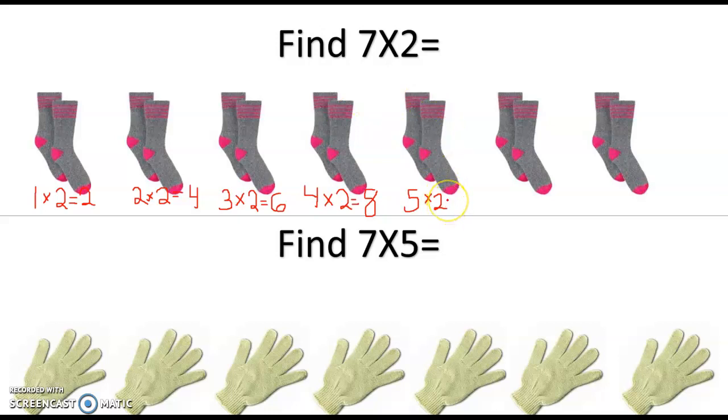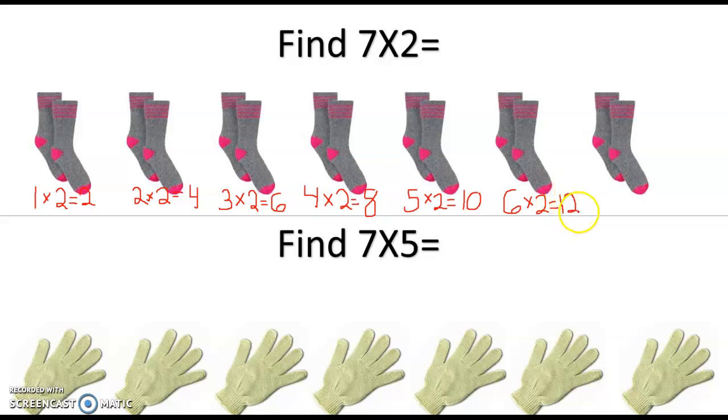Do you notice what I'm counting by? I'm counting by 2's because these are factors of 2. Everything is multiplied by 2. 6 pairs. I've got 1, 2, 3, 4, 5, 6 pairs. We have 2 socks in each pair. 2, 4, 6, 8, 10, 12. So I have 12 socks altogether.